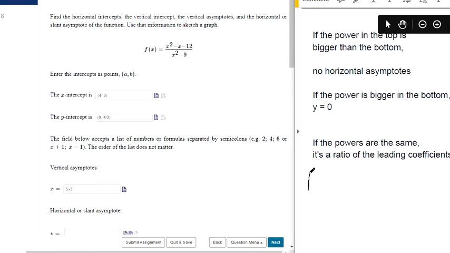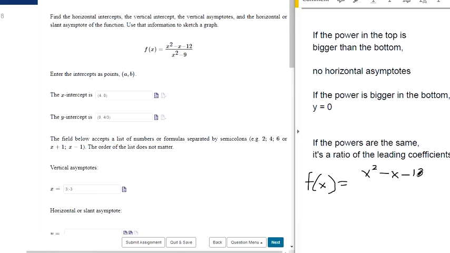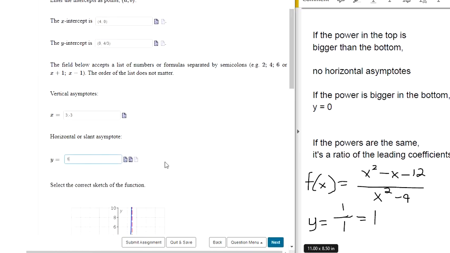So like in the numerator, we have x squared minus x minus 12. The leading coefficient there is a 1. The leading coefficient is the number next to the highest power. And same thing on the bottom. The leading coefficient here is a 1. Okay, so it's a ratio of the leading coefficients. It means the leading coefficient of the top part divided by the leading coefficient of the bottom part. So y equals 1 is our horizontal asymptote.